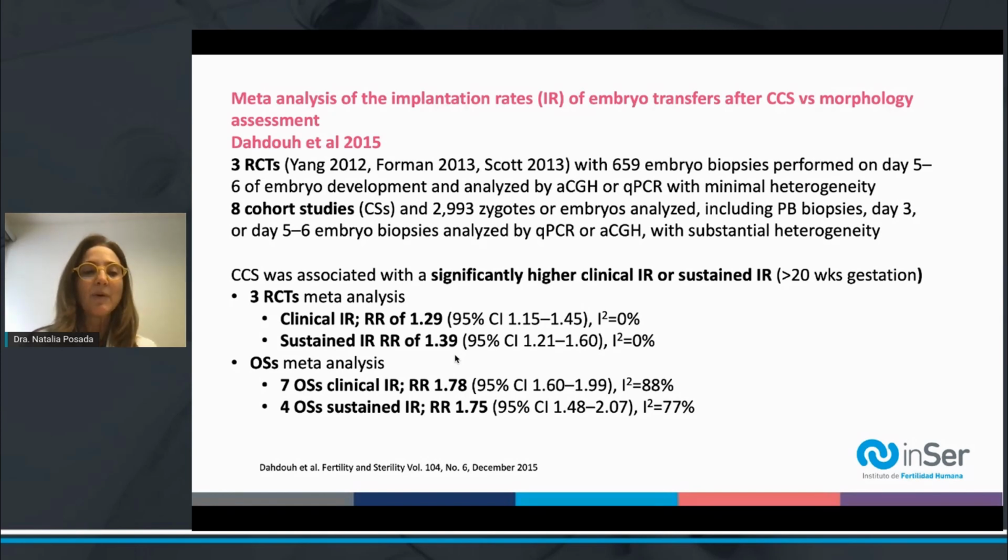Both the meta-analysis of the three RCTs showed a relative risk of 1.29 for clinical implantation rates and 1.39 for sustained implantation rates over 20 weeks of gestation, which were clinically significant. And the observational studies, a relative risk of 1.78 for clinical implantation rates and 1.75 for sustained implantation rates, which was also clinically significant, despite very high heterogeneity in the observational studies.